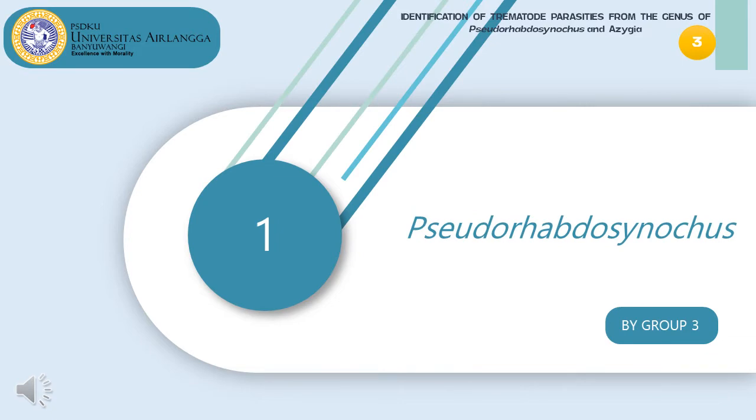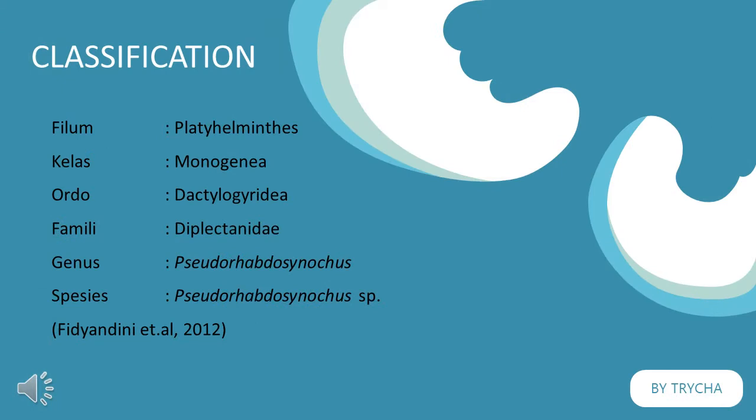1. Genus Pseudorhabdosynochus. Classification of Pseudorhabdosynochus sp.: Phylum Platyhelminthes, class Monogenea, ordo Dactylogyridae, family Diplectanidae, genus Pseudorhabdosynochus, species Pseudorhabdosynochus sp.